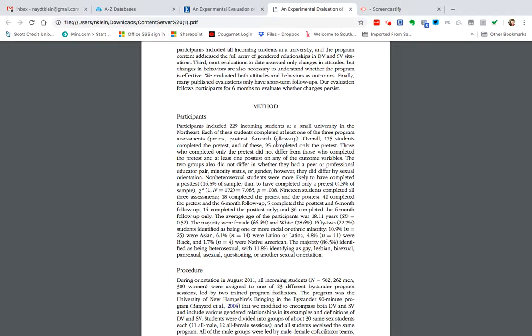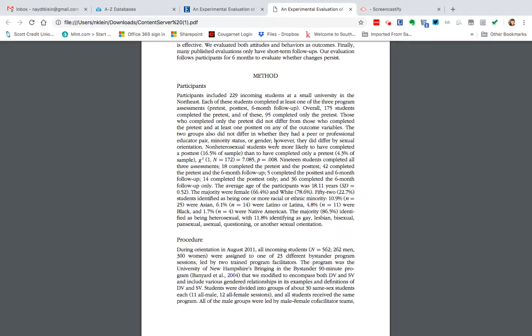So if we look down here, we can see that they have 229, and these are important things to include in a summary, in any summary. What the title of the article is, the authors' names, how the authors did the study. So they used, at a small university in the Northeast, 229 incoming students. So we know that they are freshmen.